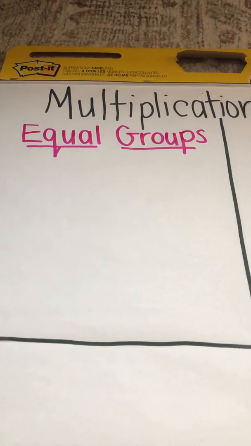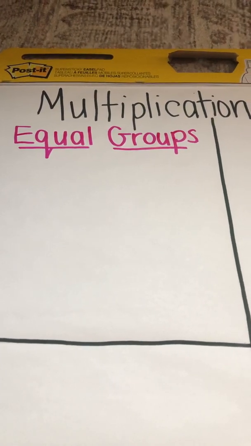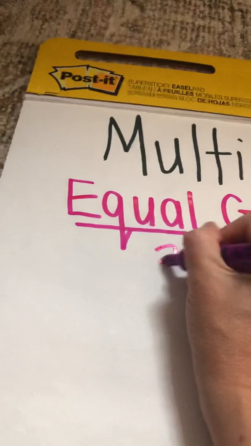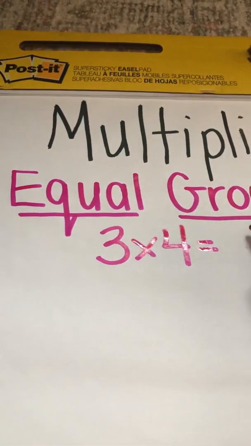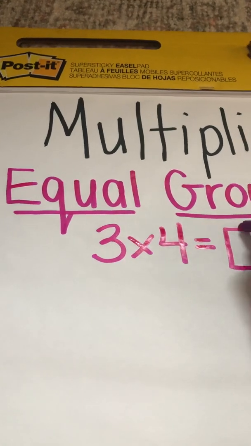So when we think about the word equal, think about some things that come to mind. So when I think about equal, I think about an equal sign that I might see in an equation. And I think about things that are the same. So today we're going to look at the multiplication problem 3 times 4 equals what?